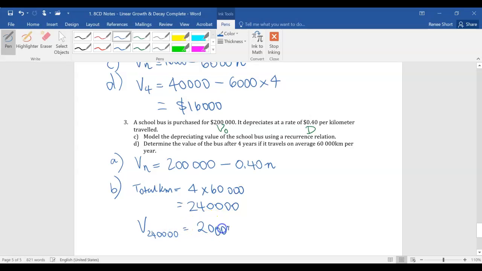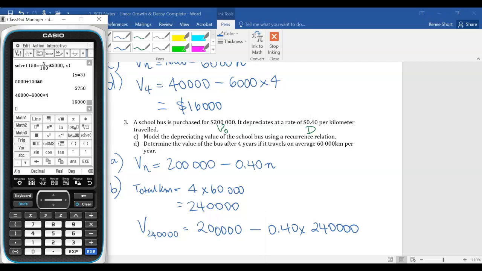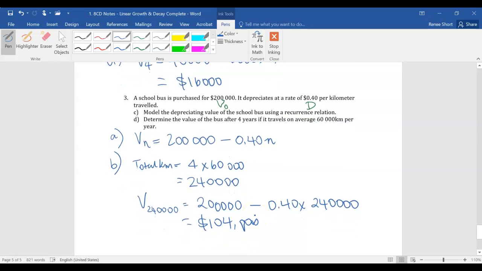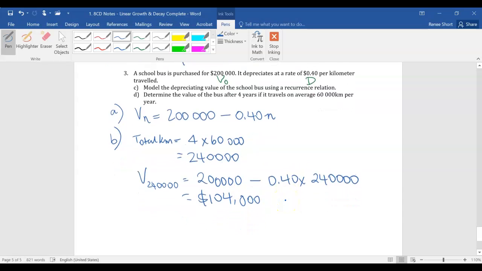You can imagine that would be really, really annoying for us to count in our calculator that many times, but I can substitute that straight into the rule and then I can enter it in here. So 200,000 minus 0.4 times 240,000, and then it tells me that the value of the bus is $104,000. So over those 4 years, the bus has lost $96,000 in value. So that there is a summary of 8D.